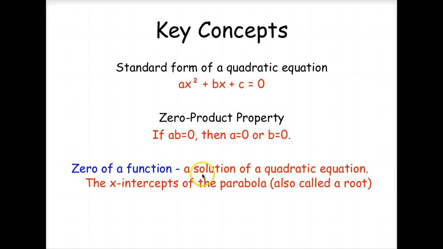The zero of a function is a solution of a quadratic equation. It's the x-intercepts of the parabola. It's also called a root. So we can call it a zero, a solution, an x-intercept, or a root. We're all talking about the same thing.